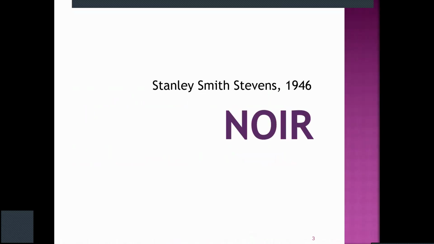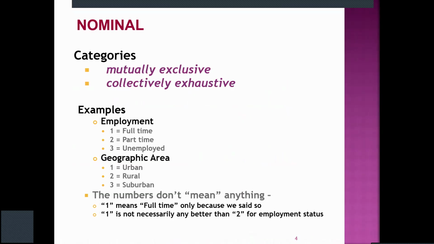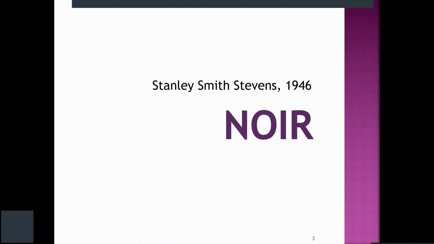In 1946, quite a while ago, Stanley Smith Stevens developed this categorization, NOIR. Now this stands for nominal, ordinal, interval, and ratio. The reason that this is important is because what type of variable we have influences our decisions about how we're going to analyze it, how we're going to visualize it, how we're going to summarize it, and also, we'll see later, what kind of inferential tests and statistics we can do with it. So this forms the foundation of all of our practices throughout the rest of the semester.